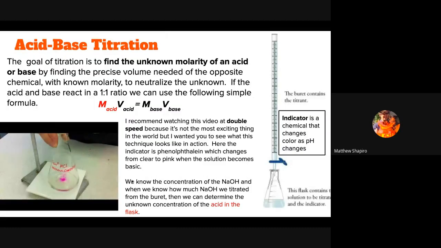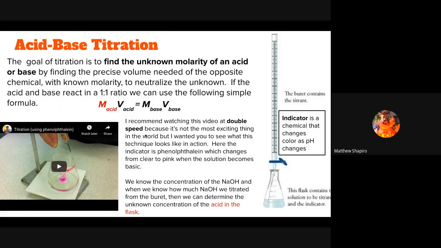The whole idea of a titration is to find the unknown molarity of an acid or base by finding the precise volume of the opposite chemical and reacting that opposite chemical so you consume all of that unknown acid or unknown base. So I'm going to show you a video of it in a second.